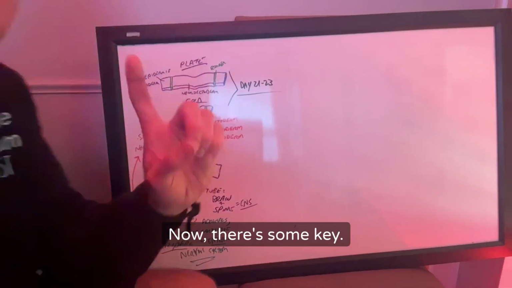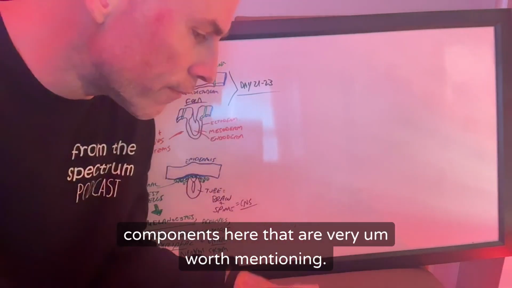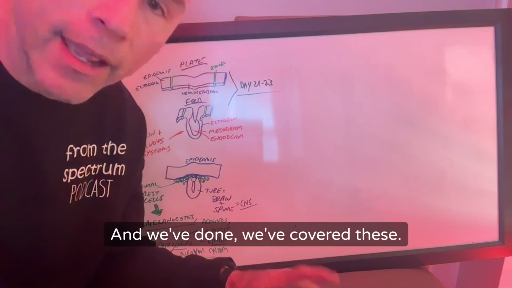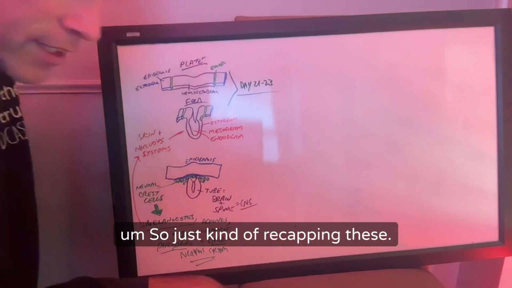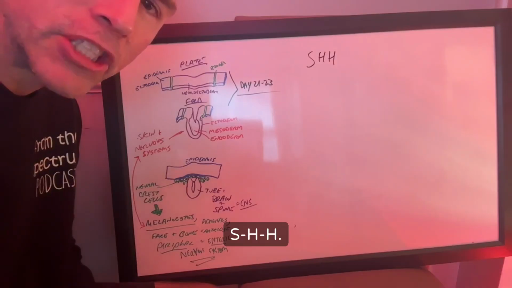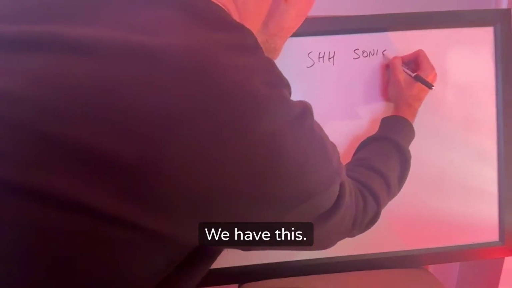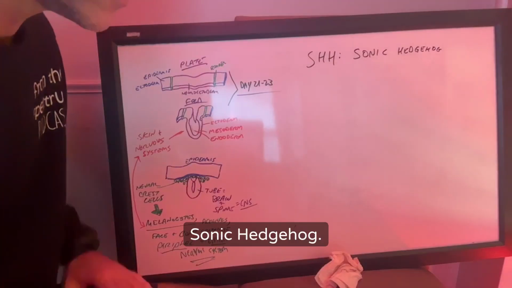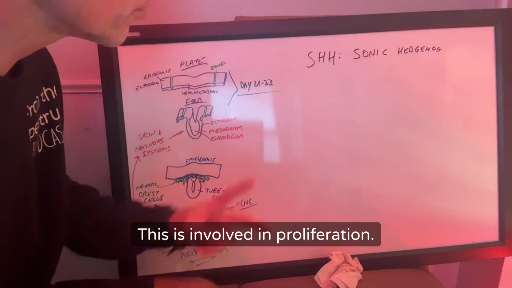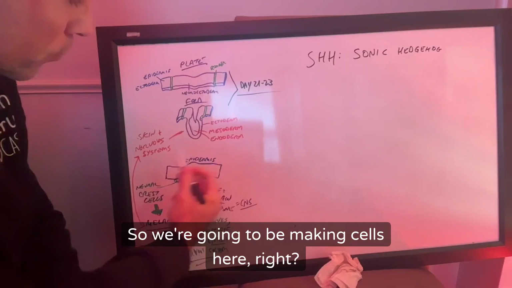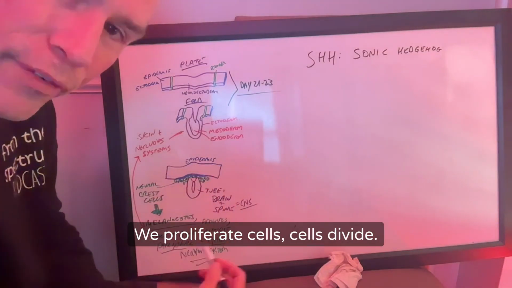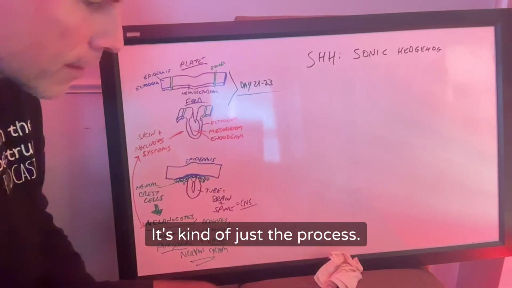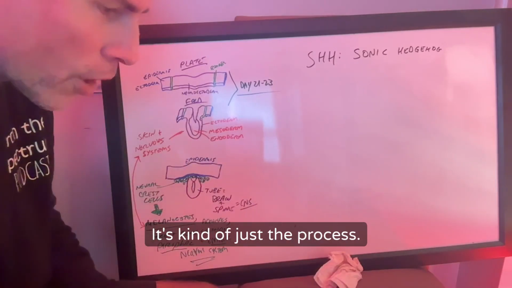Now, there's some key components here that are very worth mentioning, and we've covered these. So, just kind of recapping these. SHH. What is this? We have this, and it's huge in development. Sonic Hedgehog. This is involved in proliferation. So we're going to be making cells here, right? We make a lot of cells here. We proliferate cells. Cells divide. It's kind of just the process.